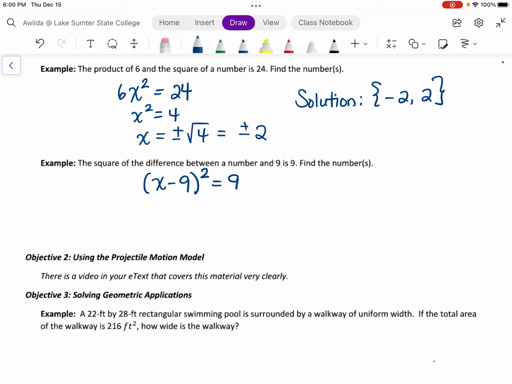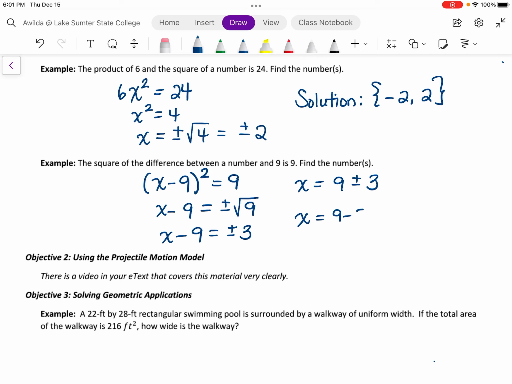Using the square root property, we have that x minus 9 must be equal to either the principal or the negative square root of 9. So that means that x minus 9 is equal to either positive or negative 3. To isolate x, we'll add 9 to both sides, so we'll get that x is equal to 9 plus or minus 3. So there are two solutions here. Either x is equal to 9 minus 3 or x is equal to 9 plus 3.